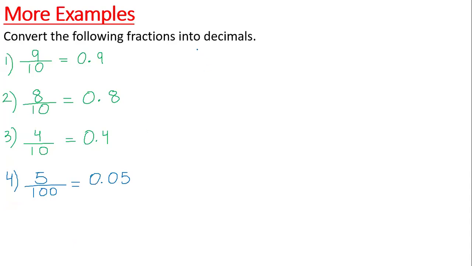Number 5. Let's say we have 7 over 100. That's gonna be what? 0.07. Good. Number 6, let's say we have 8 over 100. That's gonna be equal to what? 0.08.